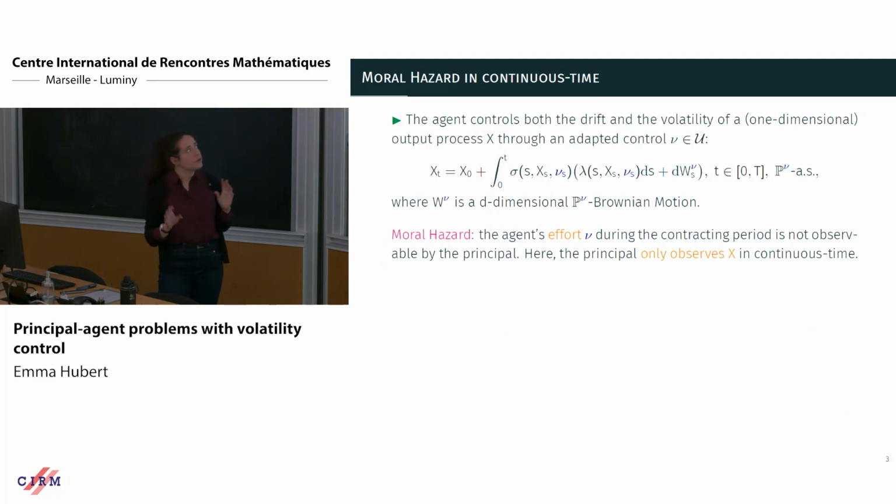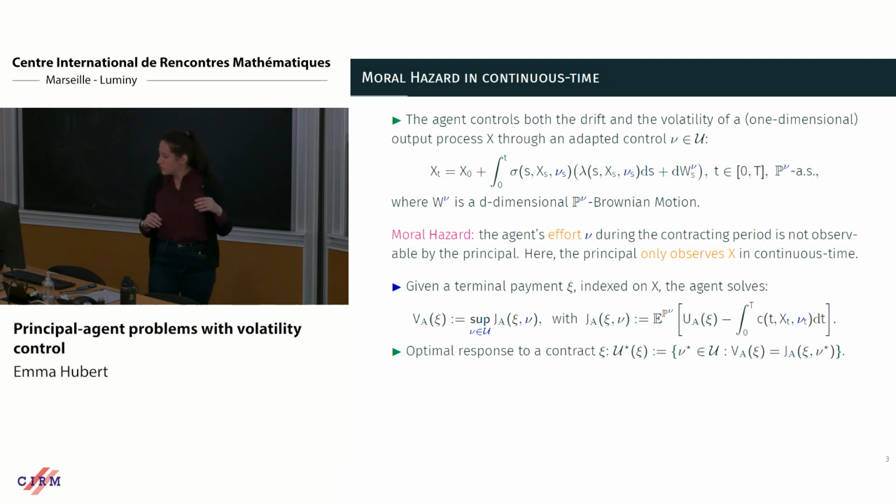Okay, so the general framework is usually that one. You have a process X that is controlled by the agent through some effort nu. This effort nu can impact the drift and the volatility of the process. This moral hazard feature, the asymmetry of information between the principal and the agent, is represented by the fact that the agent chooses this effort, but the principal cannot observe it. The principal will only observe the process X in continuous time.